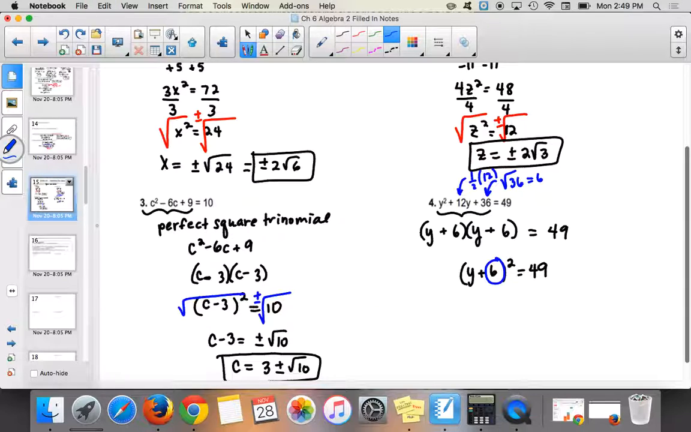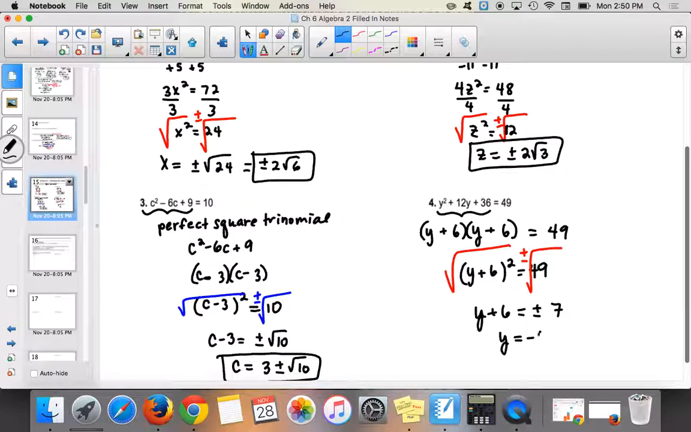All right, so I have y plus 6 quantity squared. So I'm going to now take the square root of both sides and write a plus or minus. So I have y plus 6 equals plus or minus 7. And I subtract the 6 over. So I get y equals negative 6 plus or minus 7. Okay, I do not leave my answer like this. I'm not going to box it in at this point.